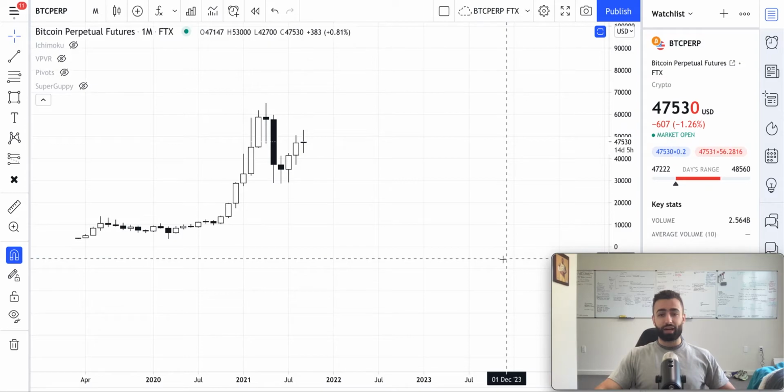In these videos, you'll learn how to use technical analysis to forecast price movements in your favorite cryptocurrencies like Bitcoin, Ethereum, and others.